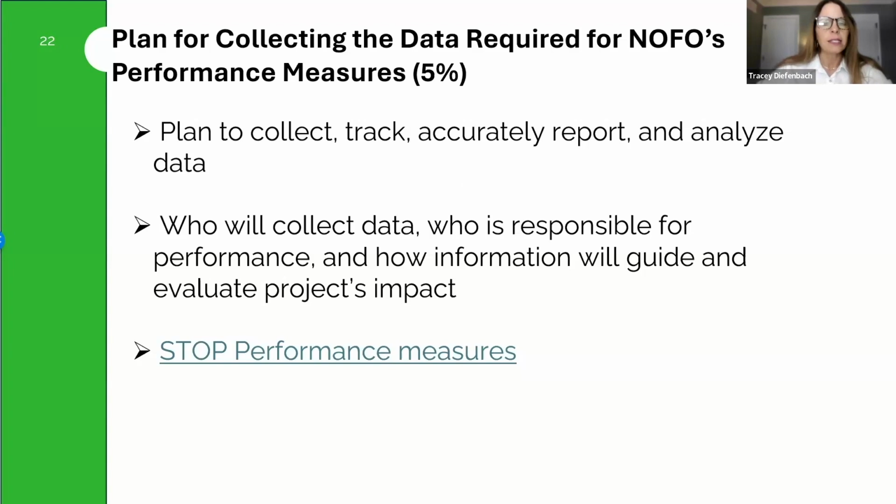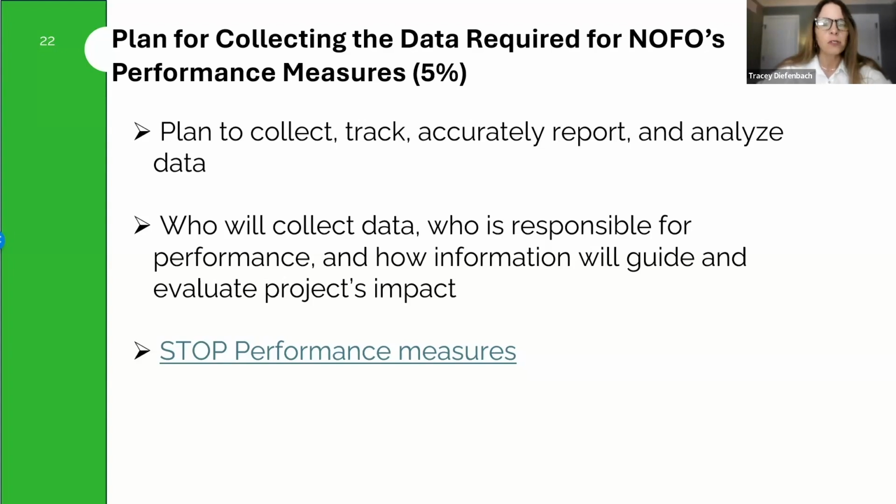The plan for collecting the data required for the NOFO's performance measures is worth up to 5%. This section has a criterion that is designed to evaluate the applicant's understanding of their performance data reporting requirements and their plan to collect this required data. Award recipients will be required to report on performance data in Just Grants that is directly related to the goals and objectives of this NOFO.